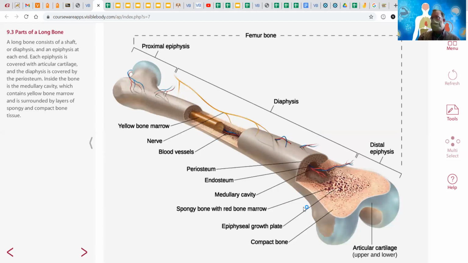Once the bones have ossified, we're left with a line or a plate. The epiphyseal line is kind of the remnant of those ossification centers.